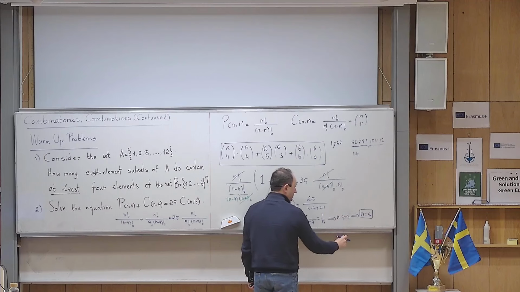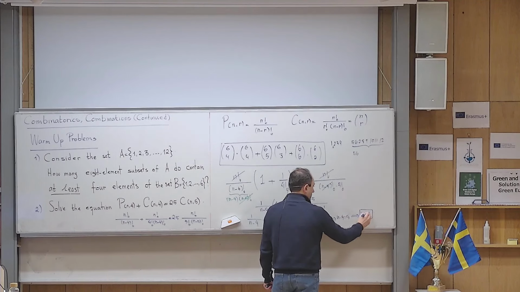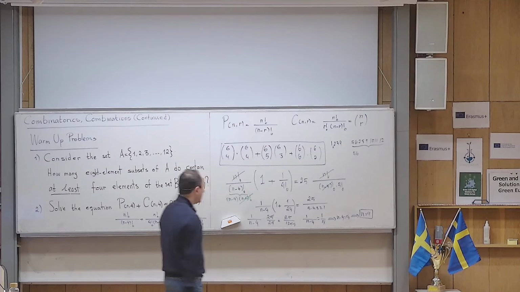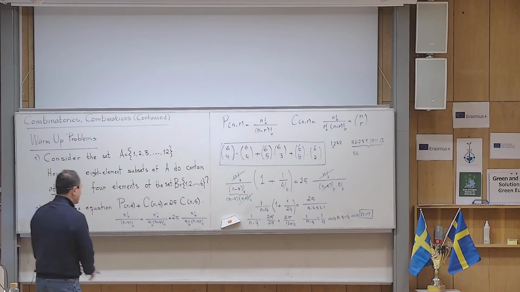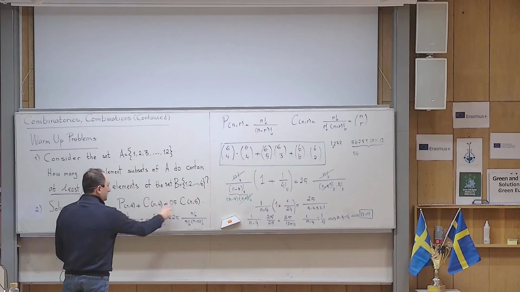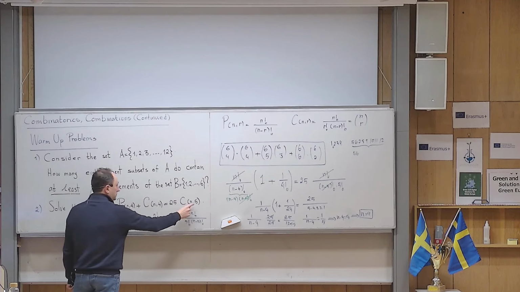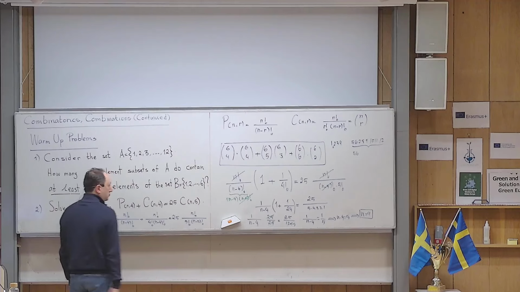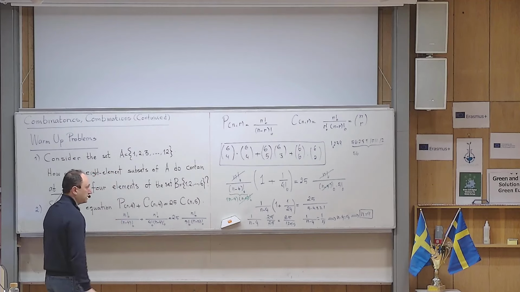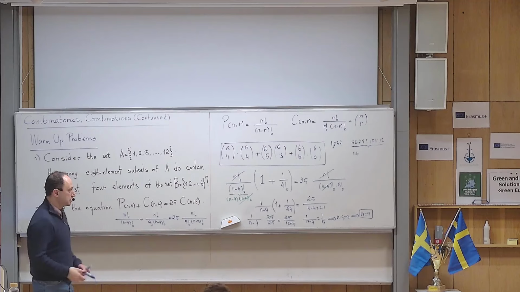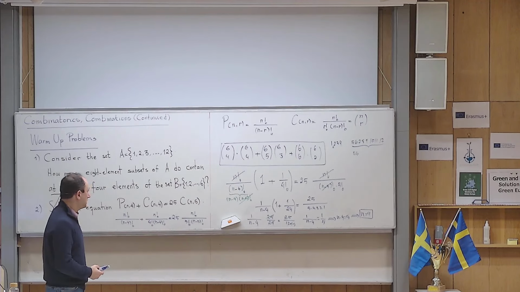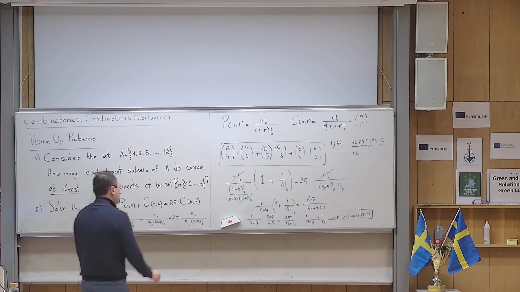So what is the answer now? 9. By the way, is 9 acceptable here? Yes, because this number sitting here should be greater than or at least equal to this number. So the minimum value for n should be 5. So we are on the safe side because I got n equals 9. Yes? Any questions? No. Okay. Now let us continue.